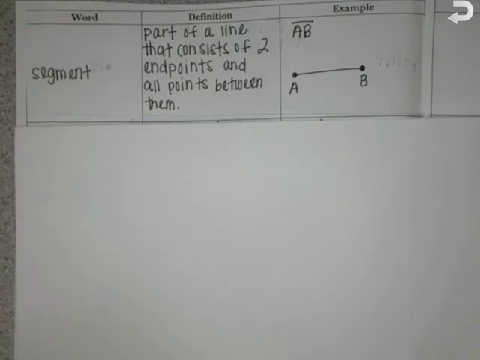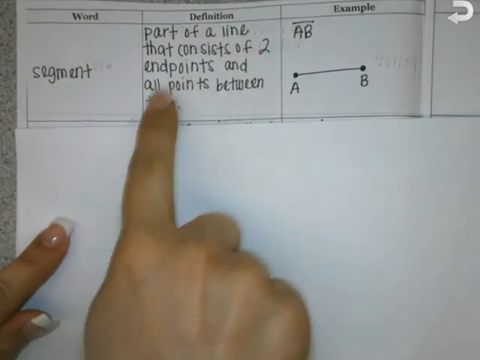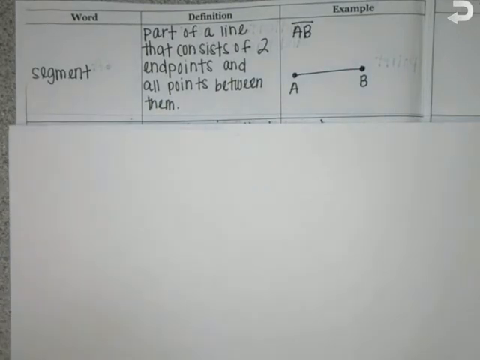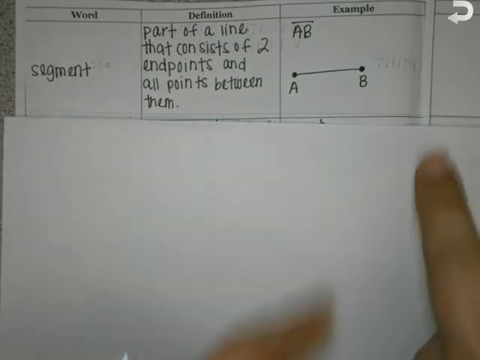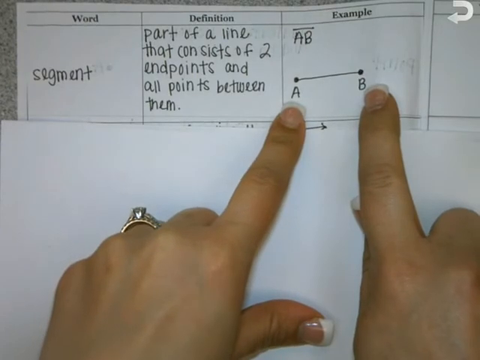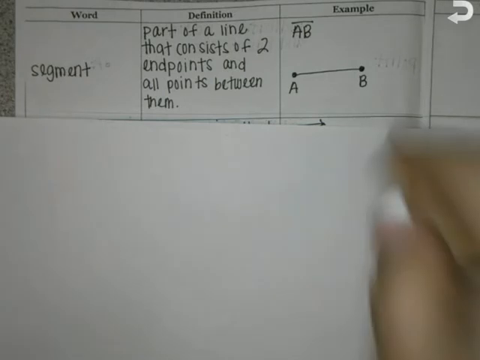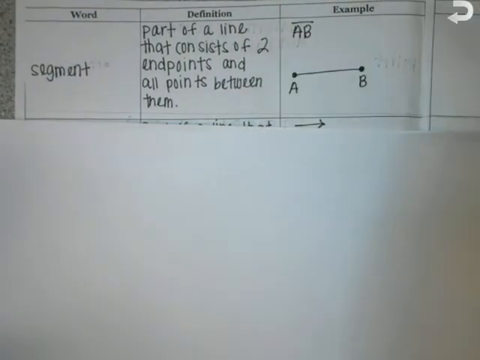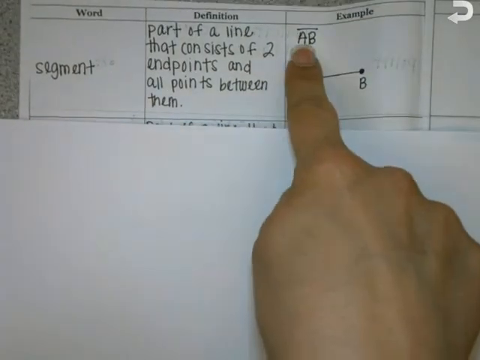Okay, so when we cut off a line between 2 endpoints, we call that a segment. So a line segment is part of a line that consists of 2 endpoints and all points in between them. So I drew a segment. So a segment does not have arrows at the end because it does not extend forever. You actually can find the length of a segment. Okay? So since we have two endpoints here, it's considered a segment. So when we write out a segment, we just put a straight line through it with no arrows on the end, and then the endpoints go underneath. So this would read as segment AB.